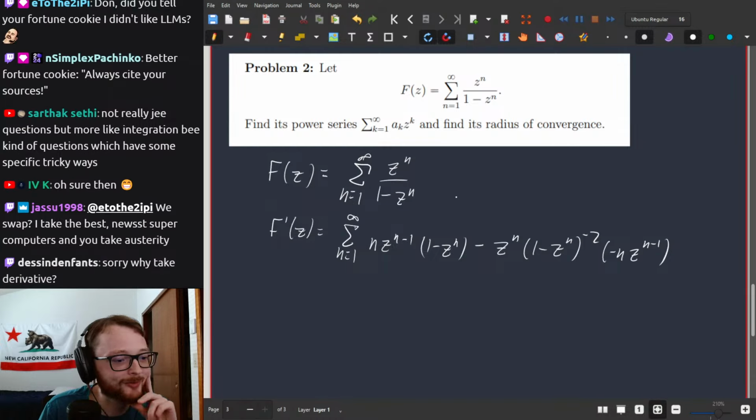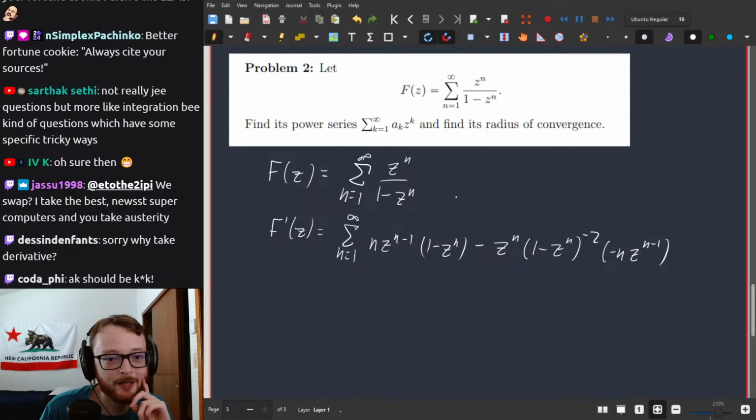Always cite your sources. Why take the derivative? I was following with Dr. Cook's idea of just doing the definition of Taylor series.